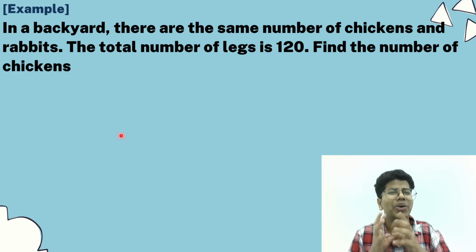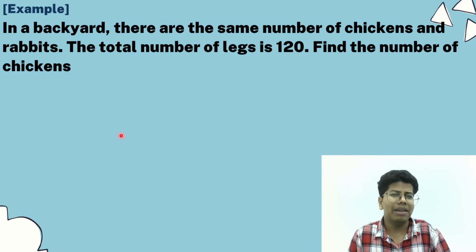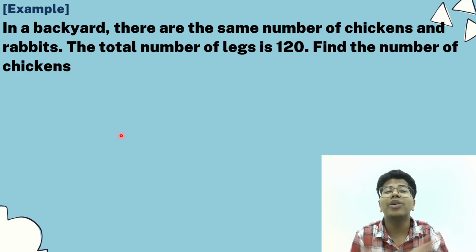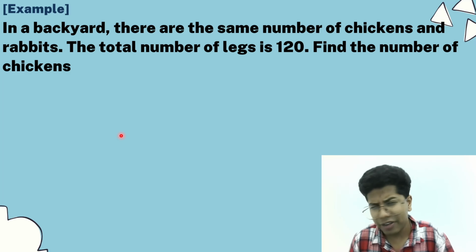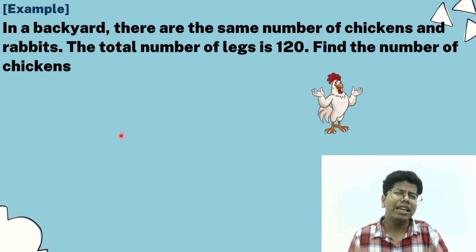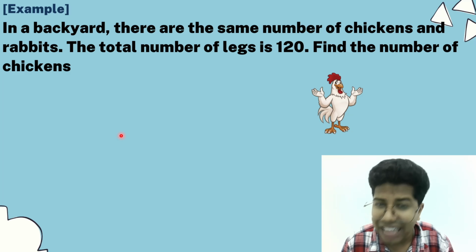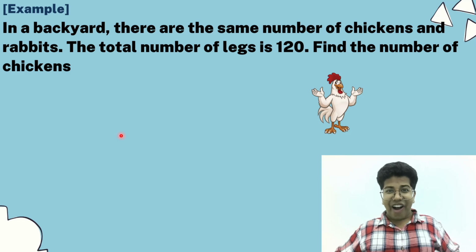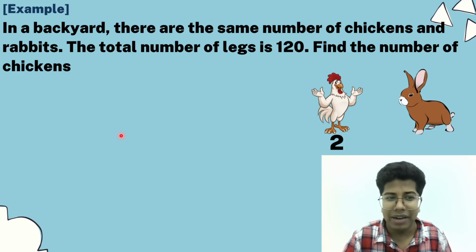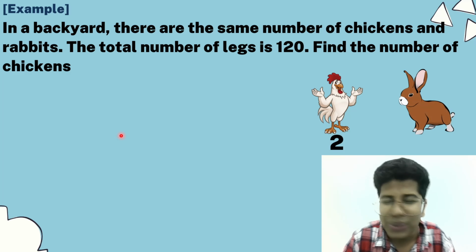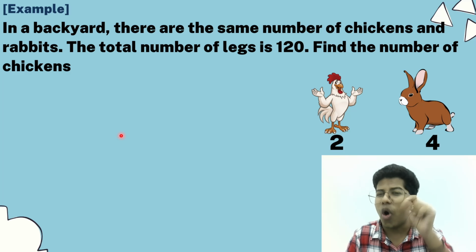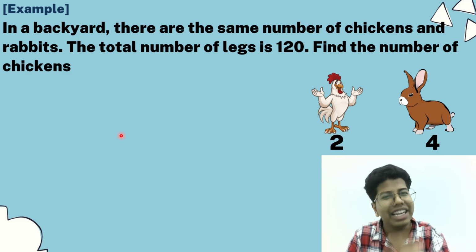So the question says there's the same number of chickens and rabbits, and we know the total number of legs. But we all know how many legs each chicken has. We can see it standing on 2 legs. So a chicken has 2 legs. And how many legs does a rabbit need to walk? Yes, there are 4.